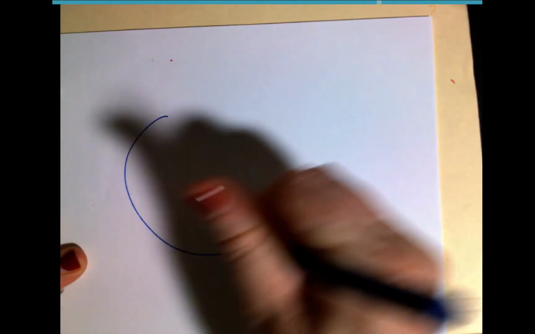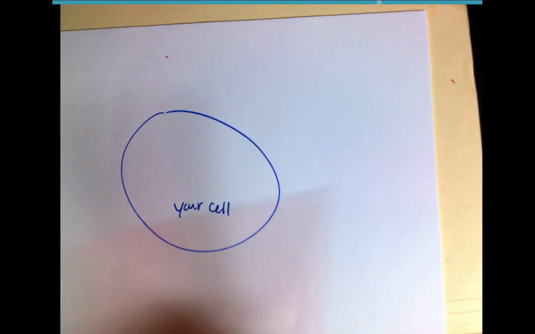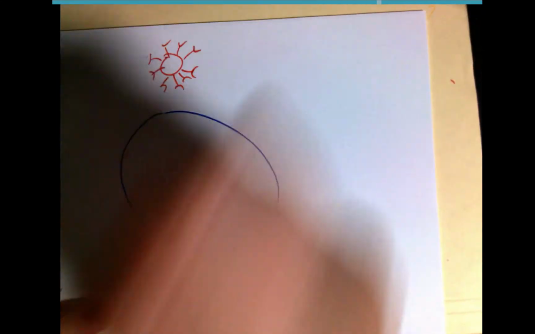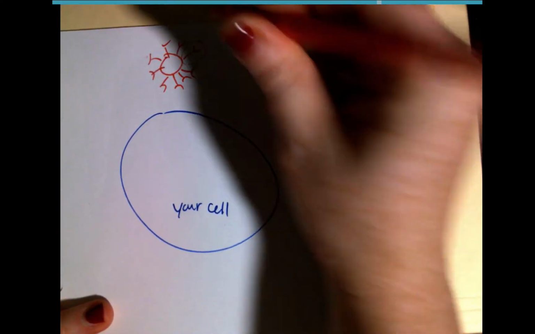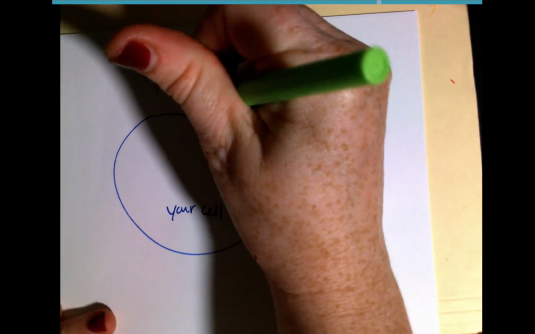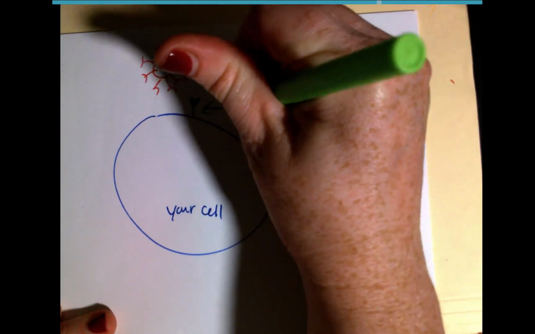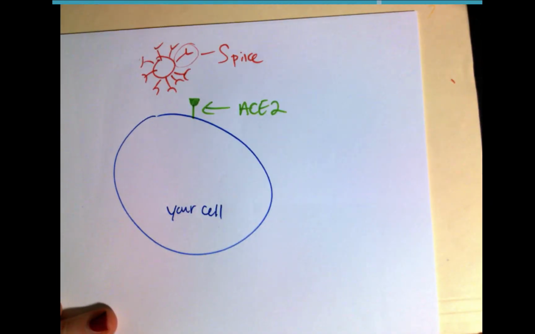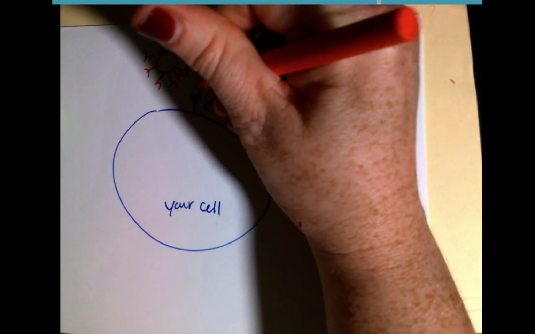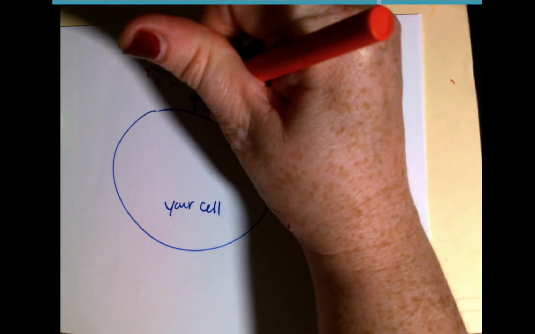Let's see. Let me draw this. How am I going to draw this? Pretend this is your cell. Okay. And then you have a virus out here. Coronavirus, because it looks like a crown. Okay. And these are your spike proteins. Okay. And here you have the receptors. If you guys have seen that, that's called your ACE2 receptors. And so what it's going to do is this is going to bind onto here, basically.